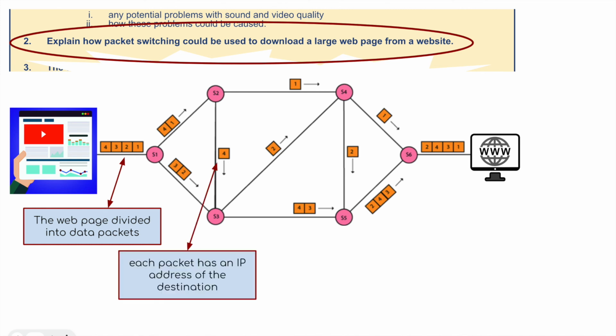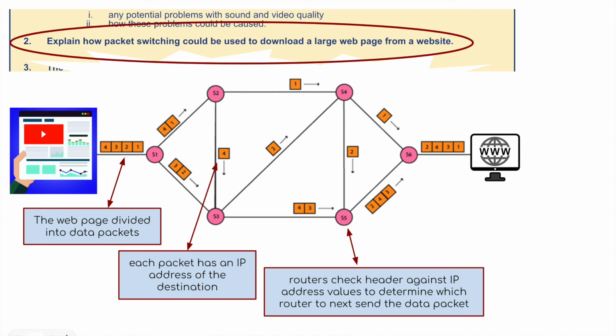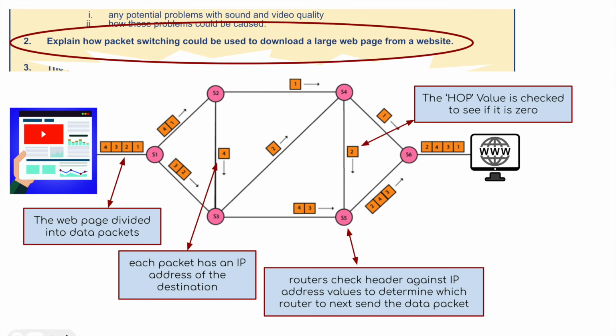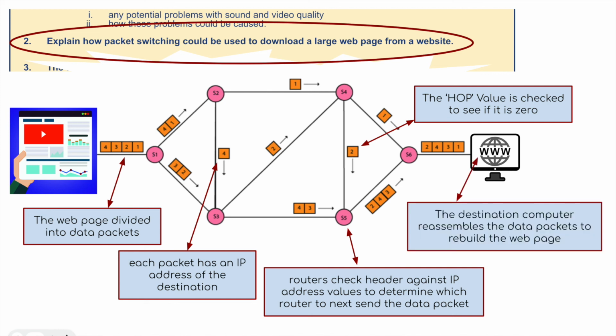Each packet has an IP address of the destination where it's going to. The router checks the header against the IP address to send it in the correct direction. The hop value is checked to see if it hasn't reached 0. And if it had reached 0, then it would have to be requested back from the sender to send it again, and then the destination reassembles the data packet to rebuild the web page. And that is it for question 2.